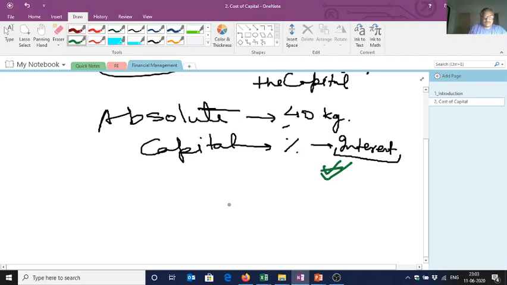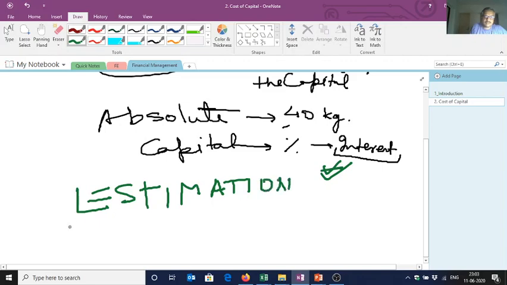Now we move to the idea of how to estimate it, because so far whatever we have done, we have not talked in terms of estimation. Estimation is something we are interested in: how to estimate this cost of capital.